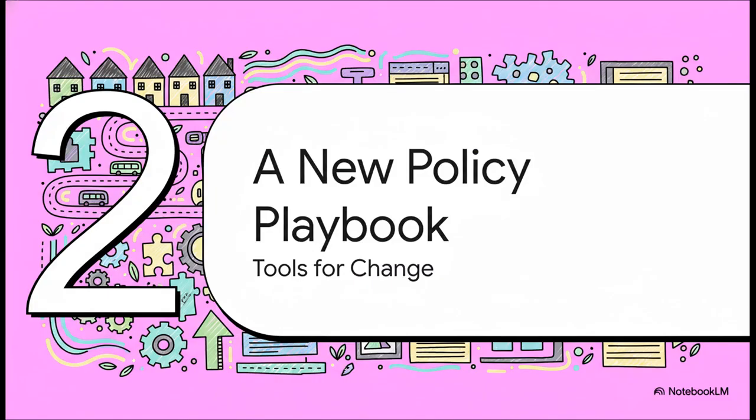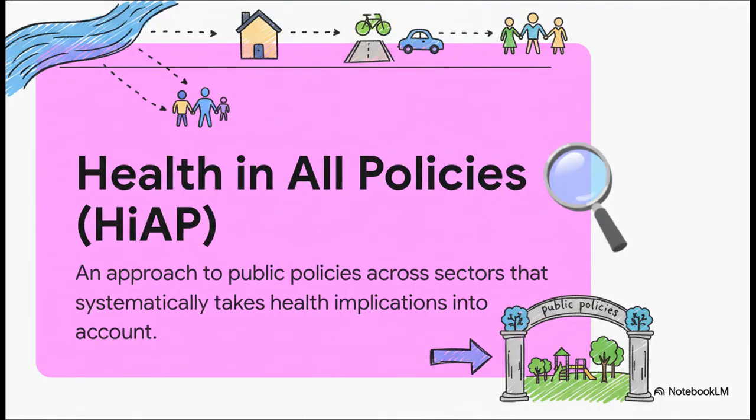Okay, so if that's the map of the problem, what's the playbook for the solution? In this next section, let's explore a couple of really powerful tools that policymakers are using to get upstream and build healthier, more equitable communities for everybody. First step in the playbook is this really big idea called health in all policies. The concept is actually pretty simple, but it's revolutionary. It says that every single policy decision, whether it's about transportation, education, or housing, is also a health policy.